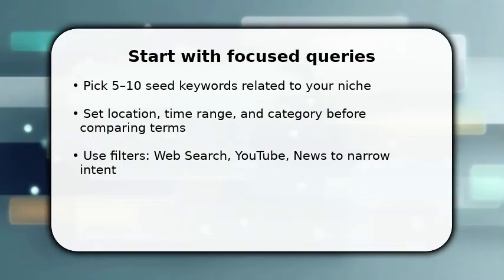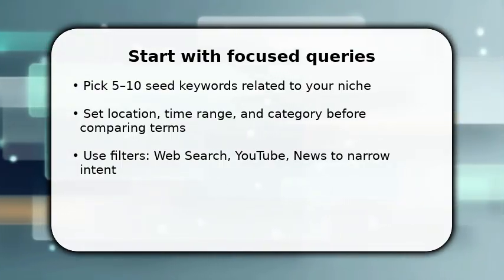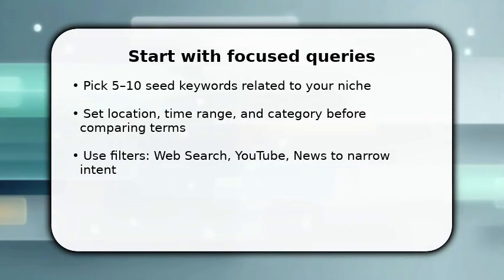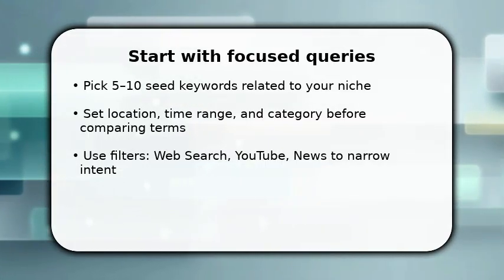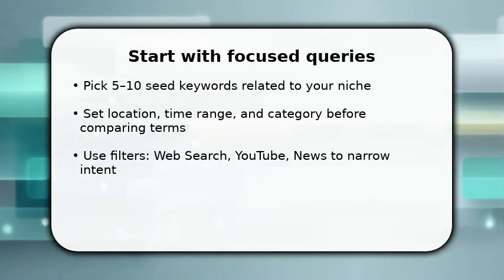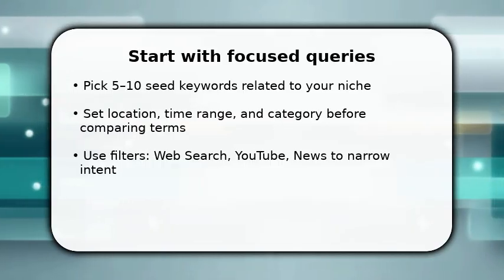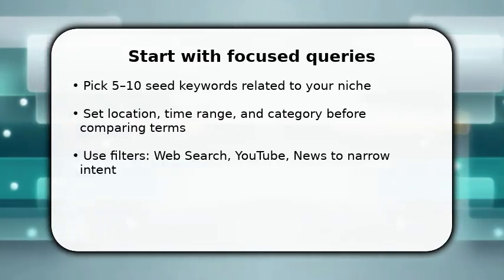You begin by choosing a tight list of 5 to 10 seed keywords that match real user intent. Open Google Trends, set the location and time range to the market you care about, and select the appropriate category to remove noise. Once done, compare 2 or 3 terms at a time so you can spot meaningful differences. Make sure to switch between web search and YouTube to understand platform-specific interest. This gets you actionable, comparable data immediately.